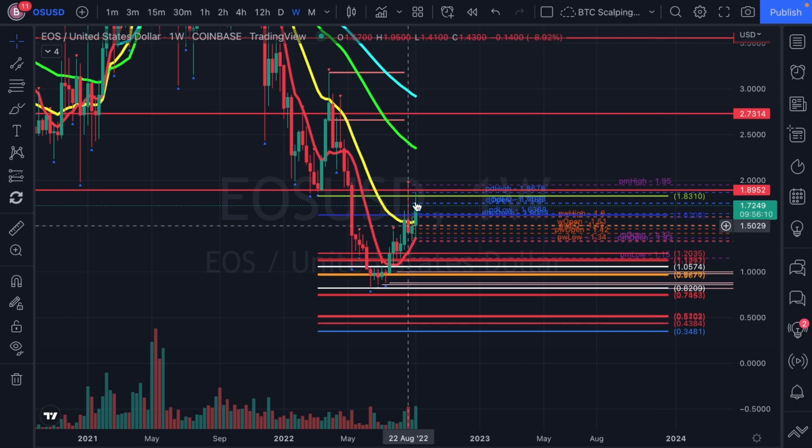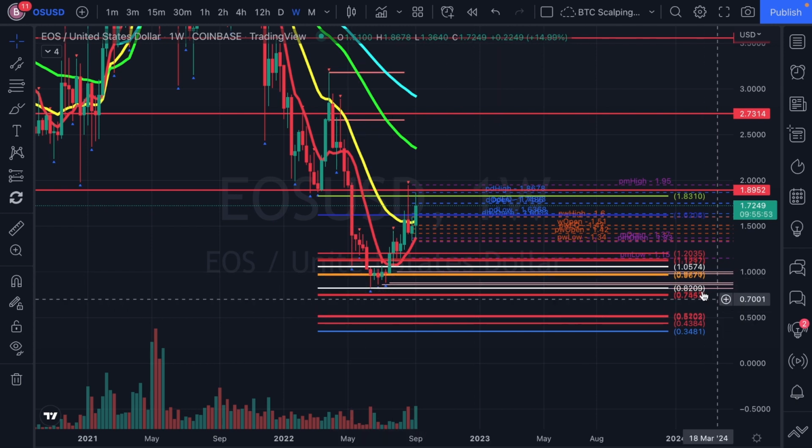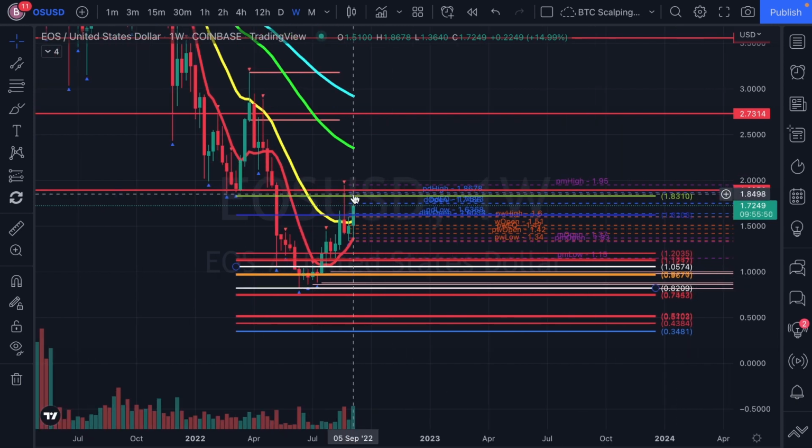So if this wants to come all the way down to $1.20, you can attempt a long with the stop loss underneath the golden pocket. And when it comes over here, you definitely want to attempt a long and have a stop loss underneath the last low, let's say 75 cents. So right now I'm looking at shorts.